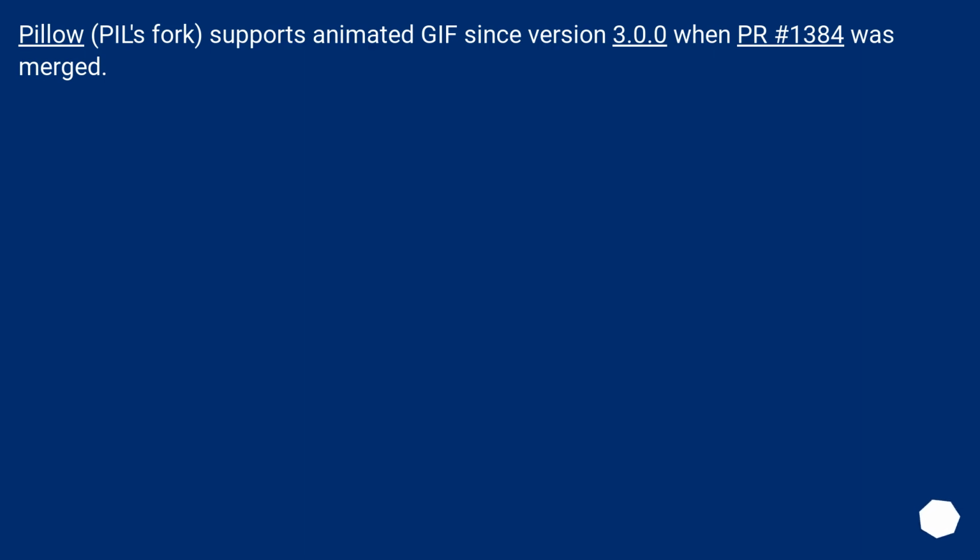Pillow, the PIL fork, supports animated GIF since version 3.0.0, when PR number 1384 was merged.